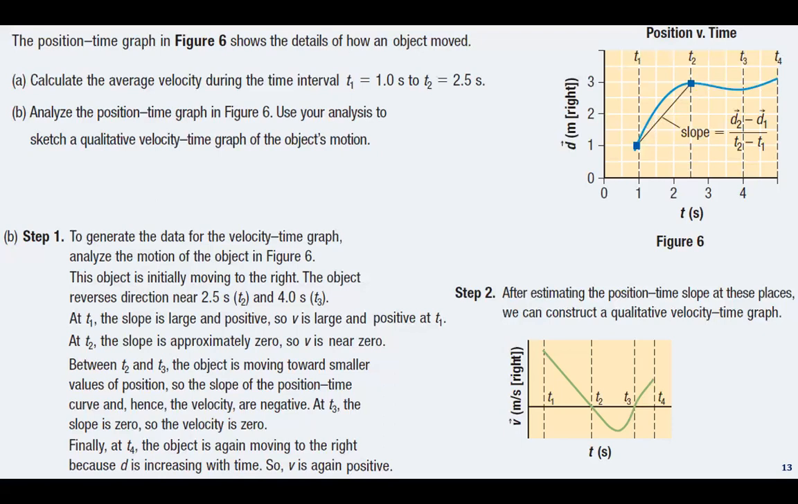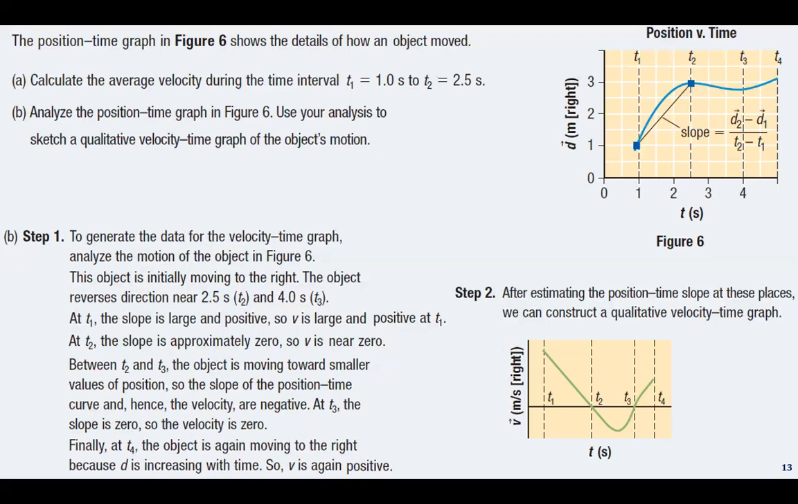And in question B, we want to estimate the position-time slope at these places and then construct a qualitative velocity-time graph. So first, we can generate the data for the velocity-time graph. Analyze the motion of the object in figure 6. This object is initially moving to the right. The object reverses direction near 2.5 seconds and 4.0 seconds. So at time t1, the slope is large and positive. So v is large and positive at t1.